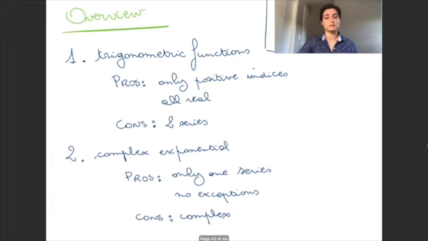So this makes sense. As an overview, we can either look at Fourier series with trigonometric functions, that has the pro that we only have positive indices, so our sum goes from 1 to infinity. Everything is real, but we have two series to take care of, the sine Fourier and the cosine Fourier, and the odd constant eigenfunction. Or we can look at complex exponentials, that has the pro of only having one series without any exception, but the constant is complex and you have to take care of it.